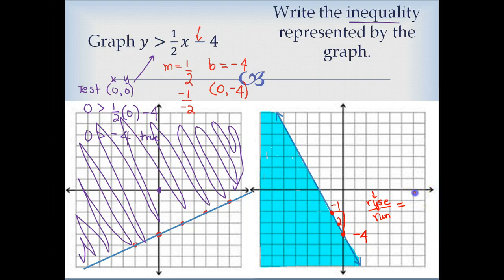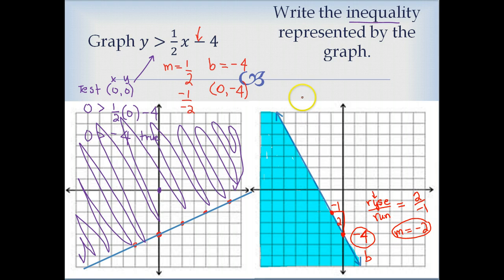So 2 is your numerator, -1 is your denominator, and then 2 divided by -1 is just -2. So we can simplify that. That's our slope. Okay, so our b value is -4. Our m value, our slope, is -2.